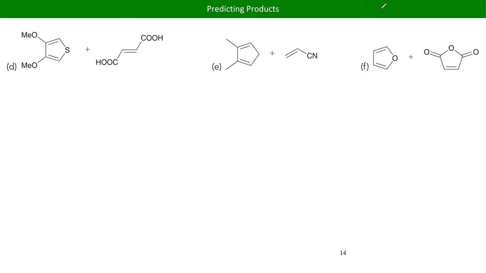Let's get back to doing some Diels Alder reactions. So, reminder, we're looking for a dienophile and a diene, and when we put them together, it's going to make cyclohexene or a bicyclic structure.